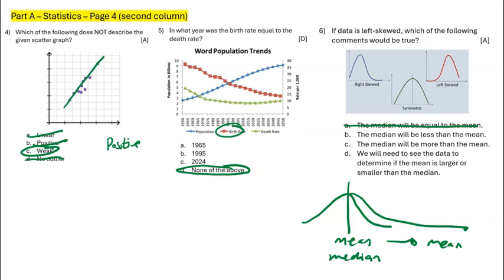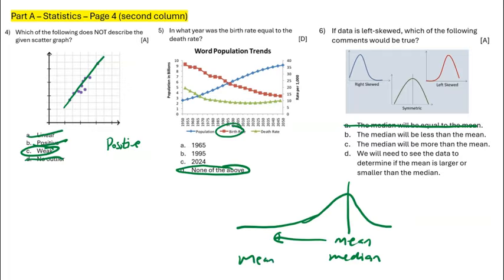So option B, the median will be less than the mean for left skewed data. So that's not going to be the case here because our graph is left skewed, which means we're getting pulled by the left tail, which means the mean should be dragged this way. That means the mean should end up being less than the median, I think. So I disagree with that because that's the wrong way around.